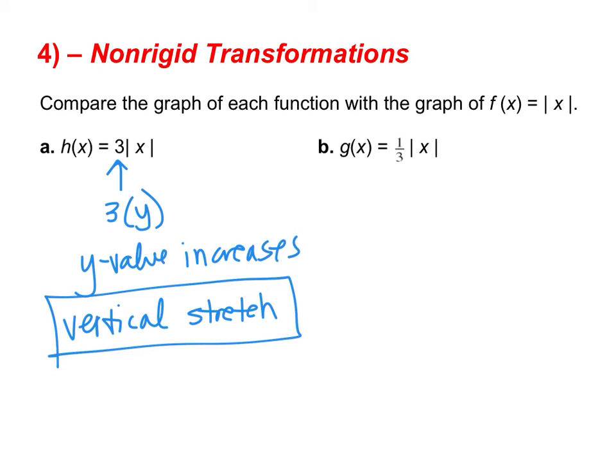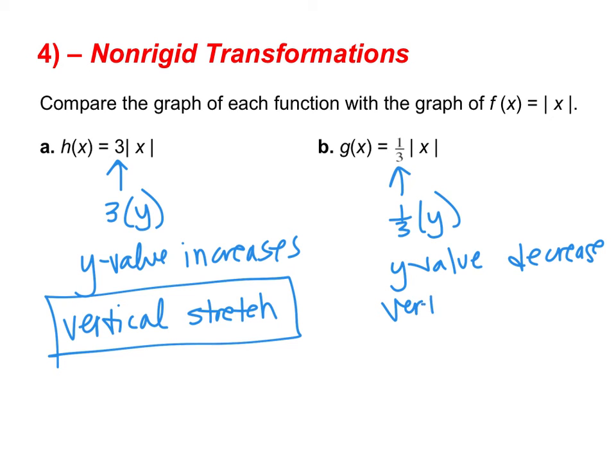And then letter B here just has a 1/3, still outside the parentheses. So 1/3 times Y, which means the Y value now is going to decrease. And so we're still working vertically because it's the Y value, and then decreasing it, we're going to shrink it. So a vertical shrink.